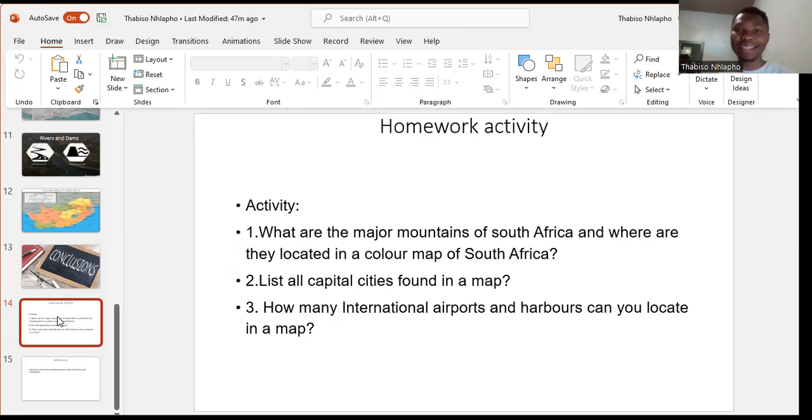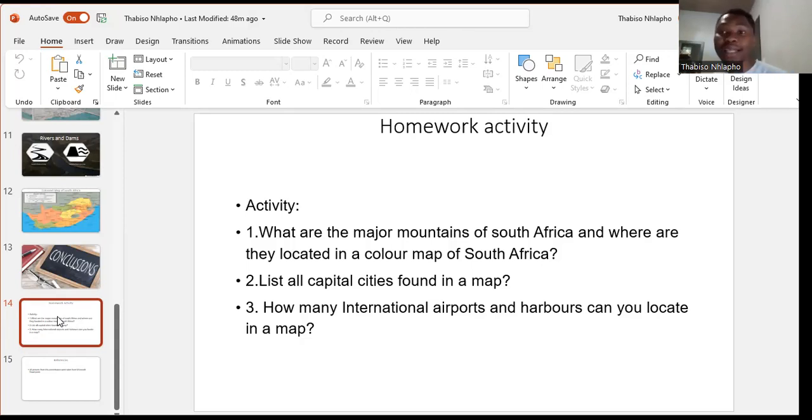On this activity, it's all about everything that we have covered and everything in the textbook. So what are the major mountains of South Africa and where are they located on a colored map of South Africa? You are going back to the mountains, you are going back to the map. You are going to locate the mountains and see in which province you find them. And after that, you are going to list all capital cities found on the map, which means you are going to list all capital cities in South Africa.